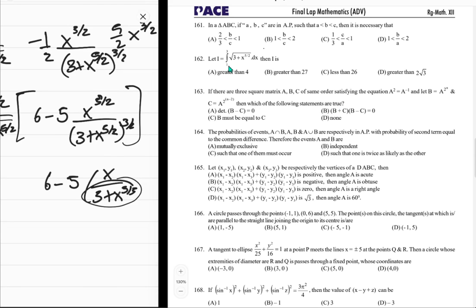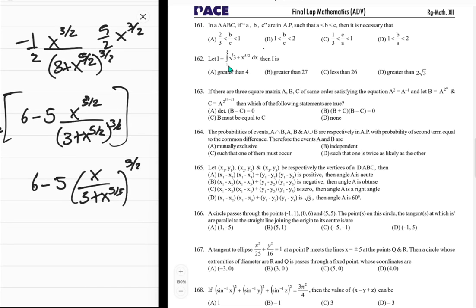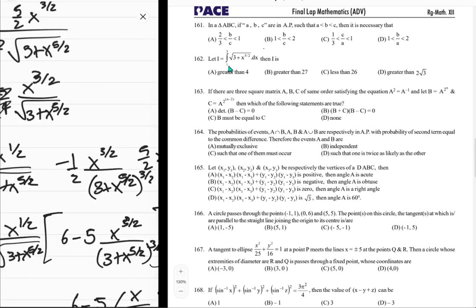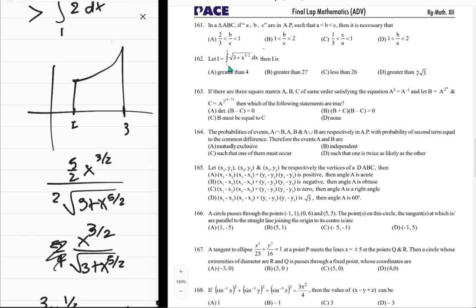But ये तो 3 से बड़ा है. That means it's like something less than 1. Or that to the power of 3 upon 2. That's clearly less than 1. So 6 minus something less than 5. So it's positive. So second derivative positive इसका मतलब है कि इसका जो slope है that is increasing. So its concavity is something like this, I think. Yeah, hopefully.